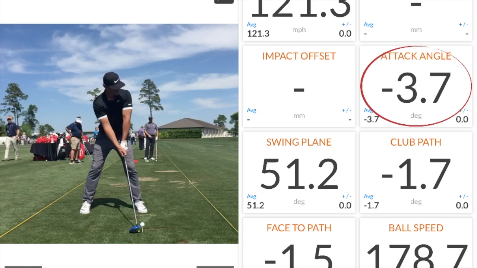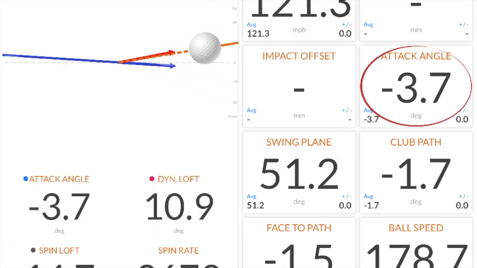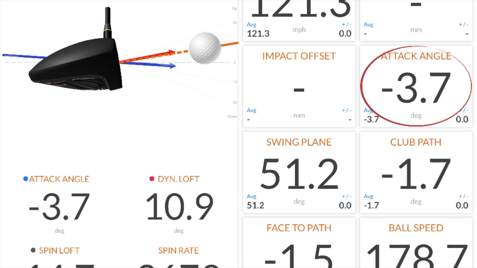We're taking a look at Brooks Koepka here, and we want to see exactly what angle of attack means. You can see over here on the left-hand side of the screen, the blue line represents the angle of attack. As Brooks' golf club approaches the golf ball, it is working on a downward angle of 3.7 degrees. Hopefully you can see the gray dotted line there, which represents 0 degrees, our baseline.